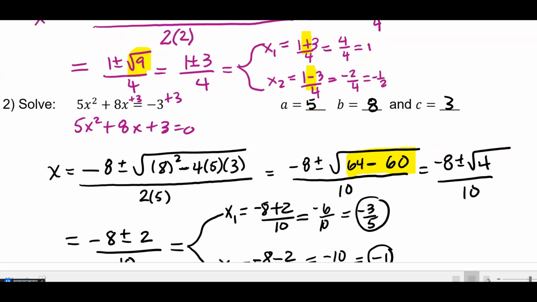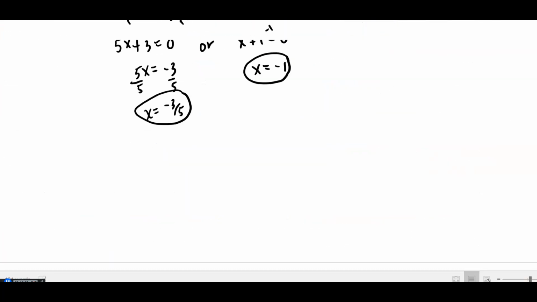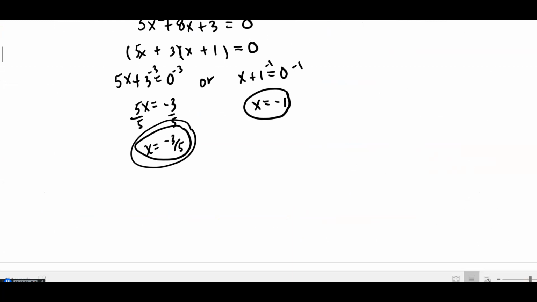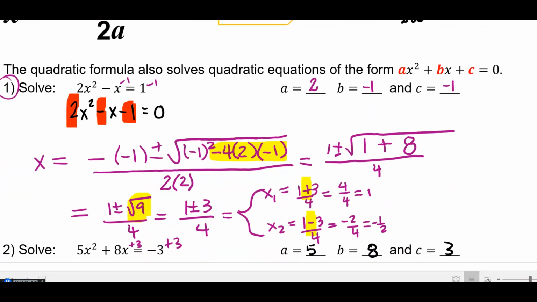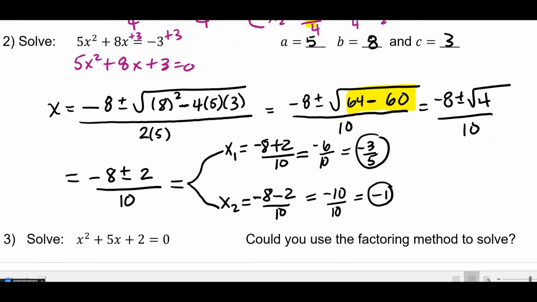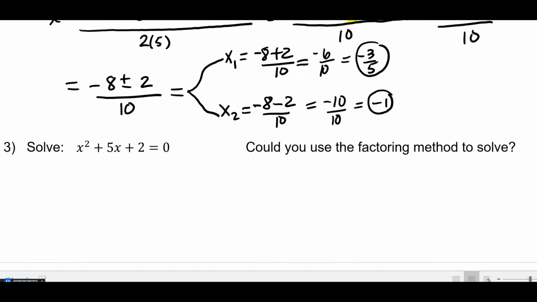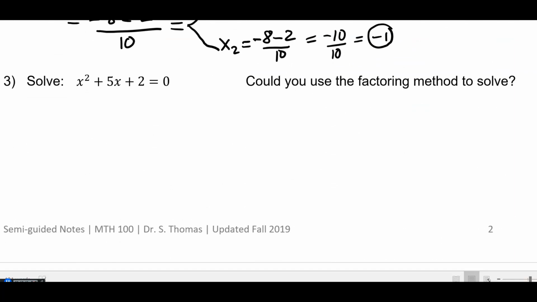So is that the same answer as before? It is: negative 3/5 and negative 1. So now that we've proven that the quadratic formula actually works, let's go to a problem like number 3, where notice, can you factor x squared plus 5x plus 2 equals 0?